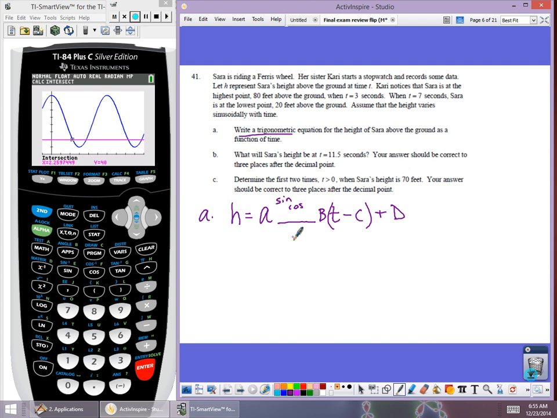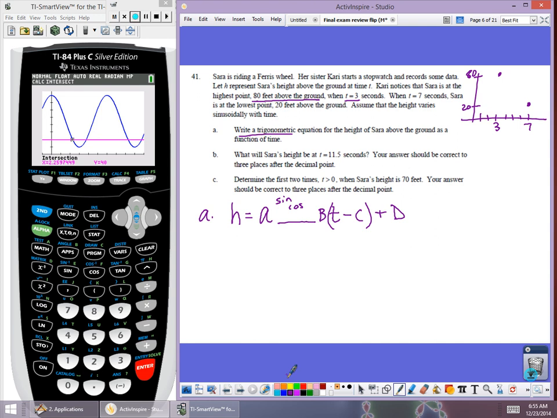All right, let's see. Carrie notices that Sarah is at the highest point 80 feet above the ground when t is 3. All right, so I like to have a quick little sketch just because it helps me visualize it. After 3 seconds, we're at 80 feet above the ground. Okay, when t is 7, 4, 5, 6, 7, Sarah is at its lowest point, 20 feet. All right, 7, we're at 20. Assume that the height varies sinusoidally with time.